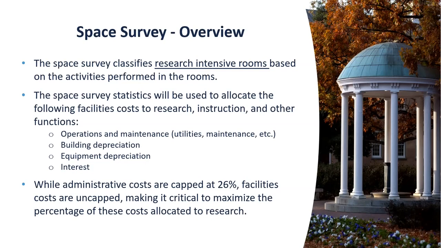The survey statistics that we come up with will help us allocate the following costs, as we noted in the previous slides. For the facilities portion, it's the operations and maintenance, the depreciation, building and equipment, and of course interest. As I noted before, the administrative costs are capped at 26 points, but there is not a cap on the facilities costs. So it is very, very critical for us to maximize, to the best of our ability, the F portion of the F&A rate that is allocated to the research function, because it is uncapped.